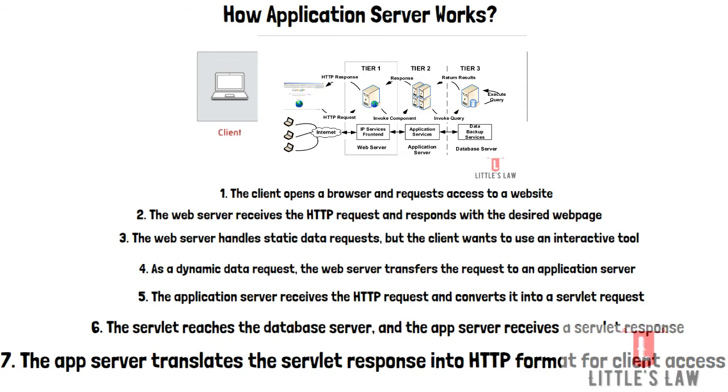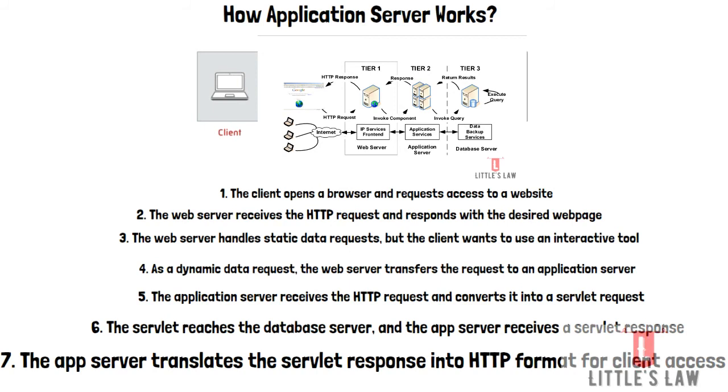Upon receiving a servlet request from a web server, the application server processes the request and responds to the web server through a servlet response. And because application servers primarily work with business logic requests, the web server translates the servlet response and passes the HTTP response, which is accessible to the user.